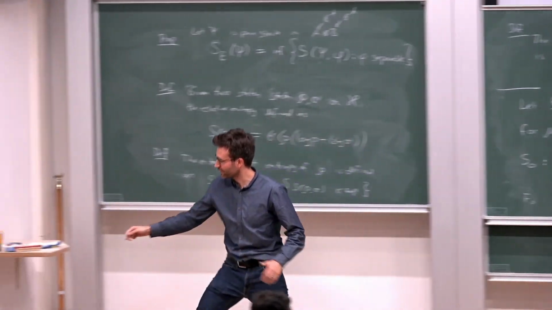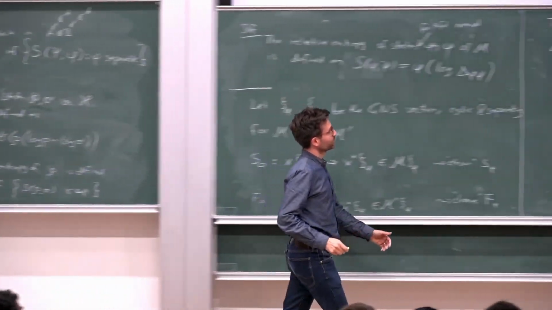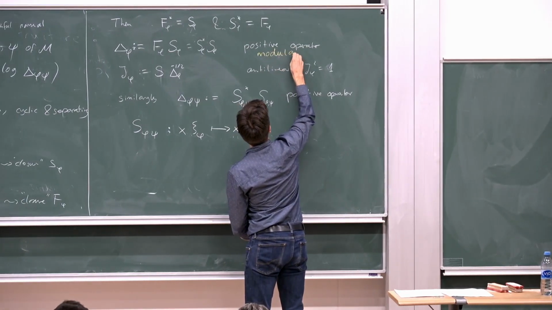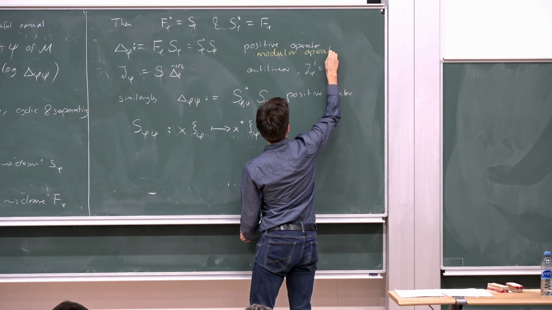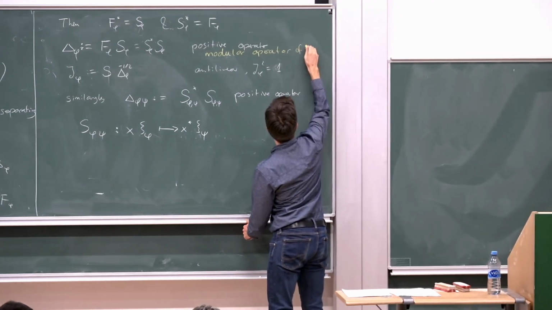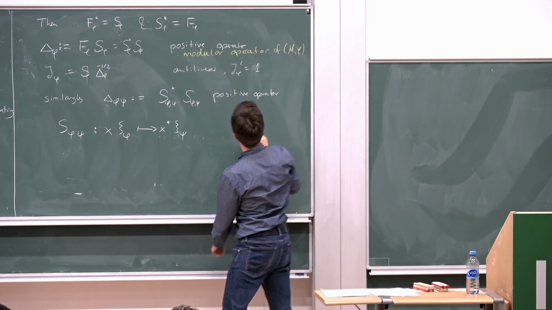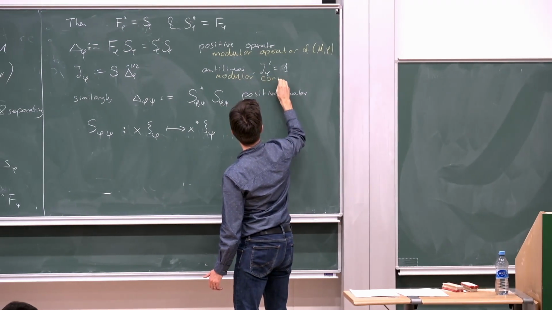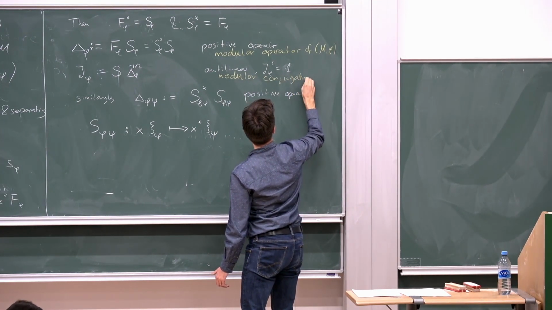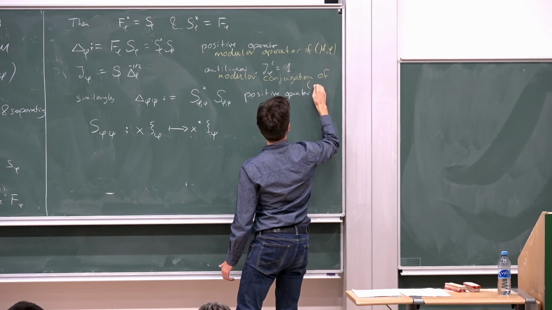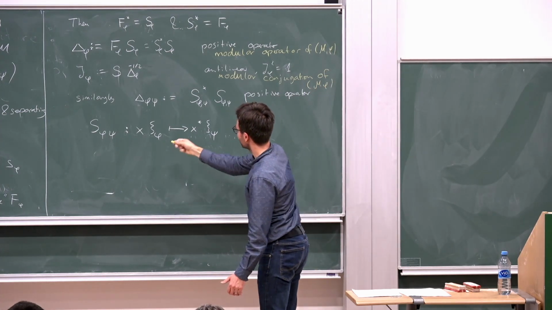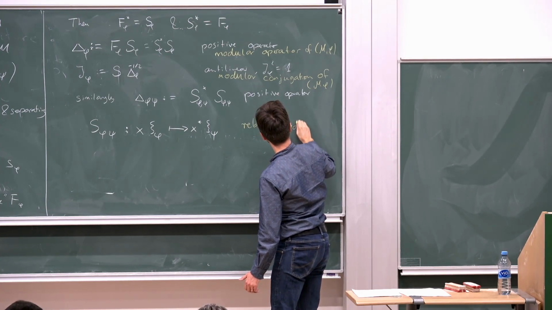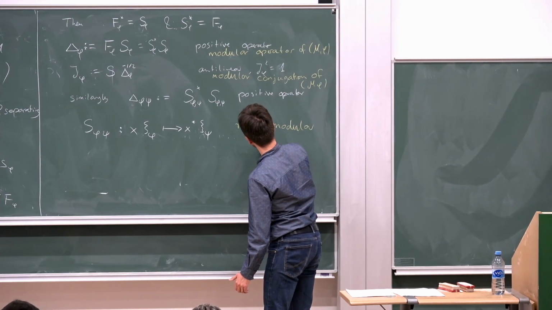We should use some names because maybe you see them again. These are quite famous operators, so I just want to introduce the names. This is called the modular operator of M phi, and this is called the modular conjugation of M phi, and this is then called the relative modular operator.